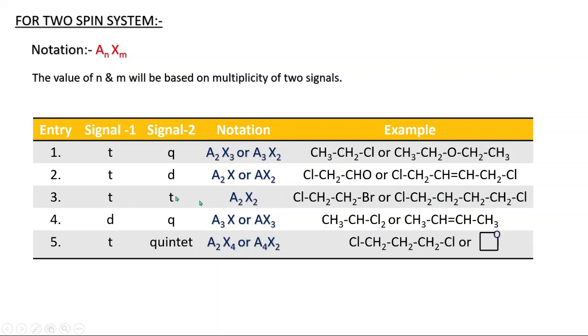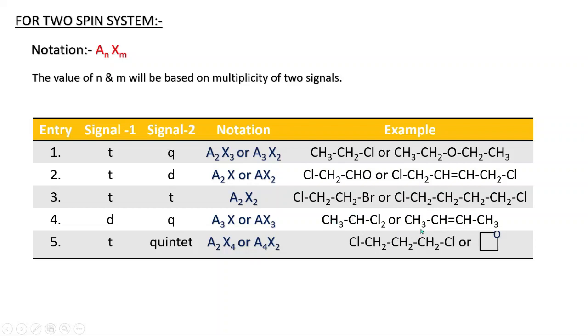Now come to the next entry, that is entry number 4, where we will get a doublet and a quartet. So doublet and quartet means we will have a system of A3X or AX3 type of notation. If you see the example, CH3 CHCl2, this CH3 hydrogen will give a doublet and this one hydrogen will give a quartet.